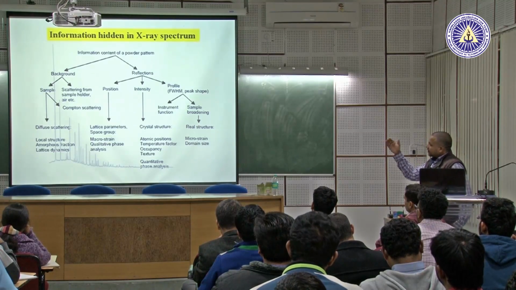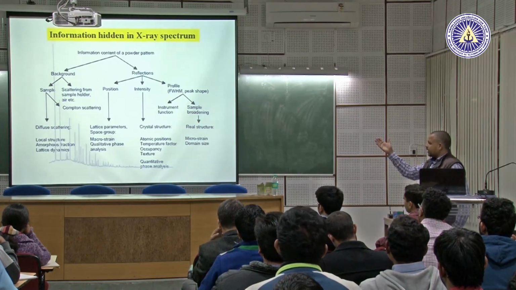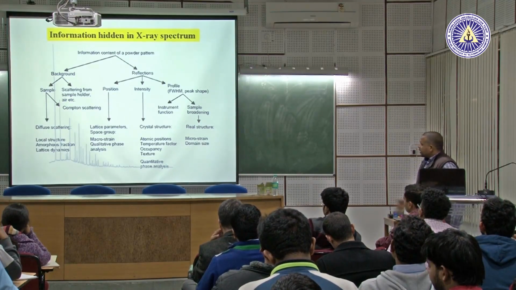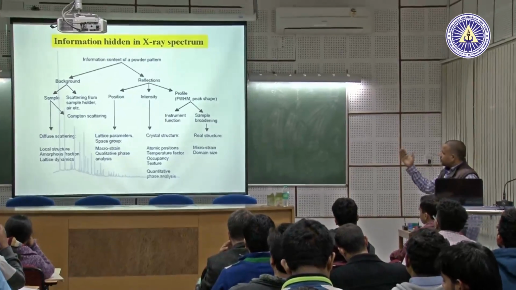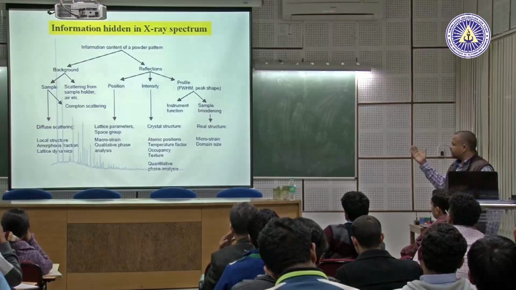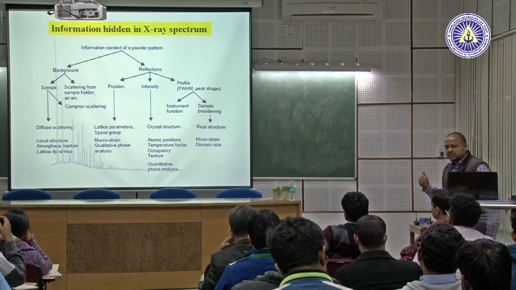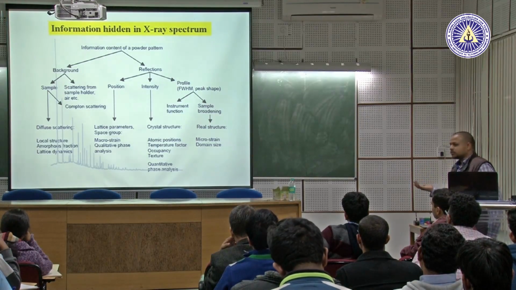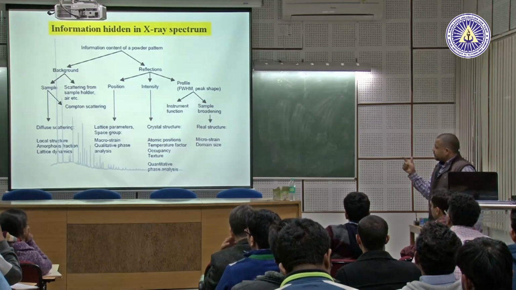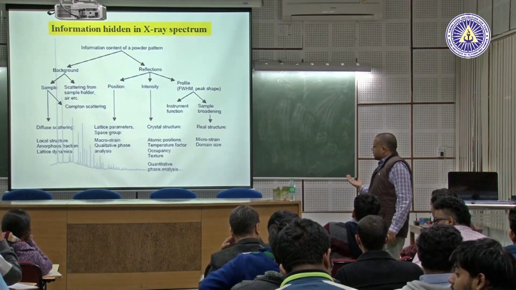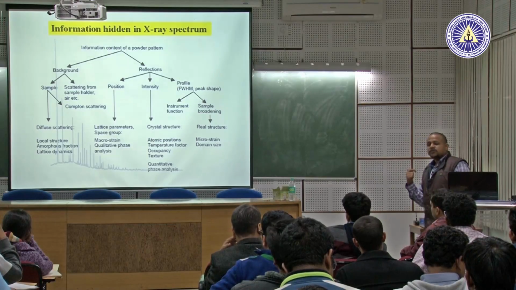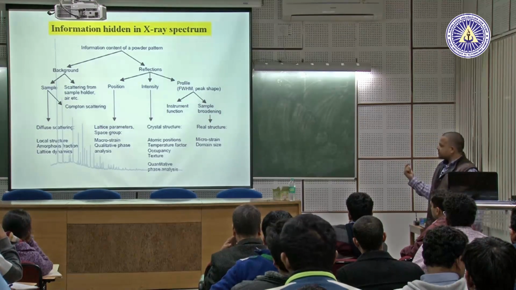The background comes from the sample and also from the scattering from the sample holder, air, etc. And a reflection has position, intensity, and profile. Profile has a full width at half maximum and peak shape. It may be Gaussian, Lorentzian, or a mixed shape; it's called pseudo-Voigt. Position is related to the lattice parameter and space group. Intensity is the crystal structure. In the last class, Professor Ashish Garg sir told a lot of things.